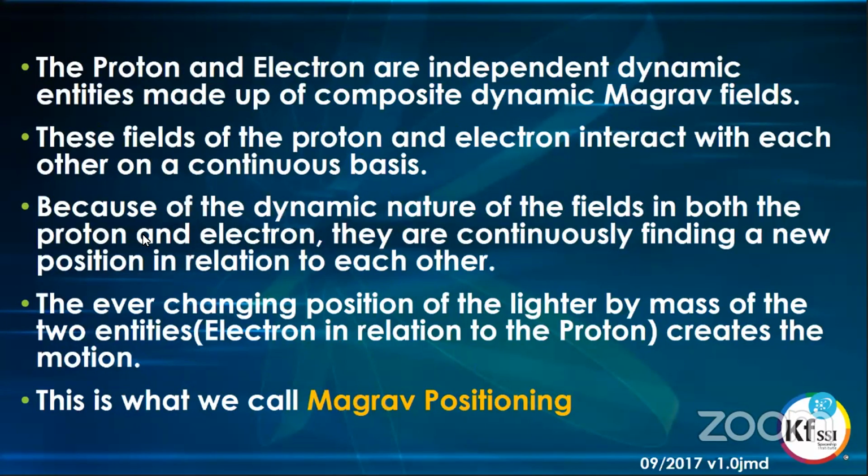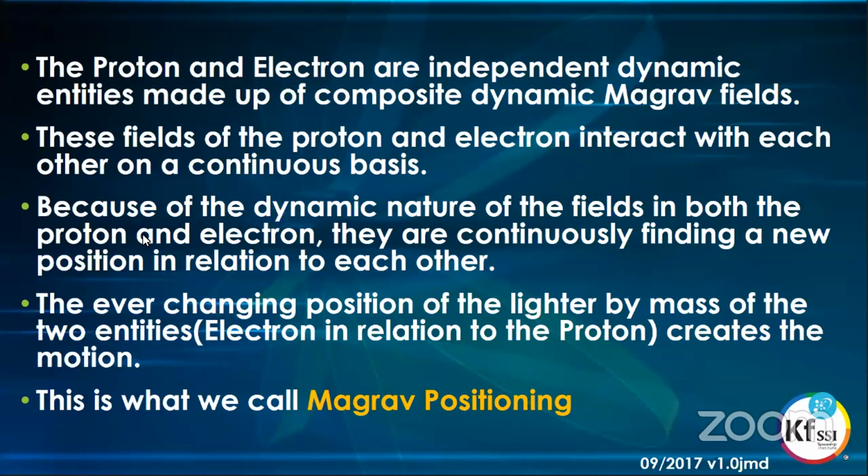Your proton and electron are independent dynamic entities made up of composite dynamic fields. So each one is independent, made up of different fields, but your proton and electron would be consisting of the same field. What's in your proton is in your electron, but one's bigger and one's smaller, and so they have that interaction. They interact with each other on a continuous basis. So everything is constantly moving, trying to find that position between the two.